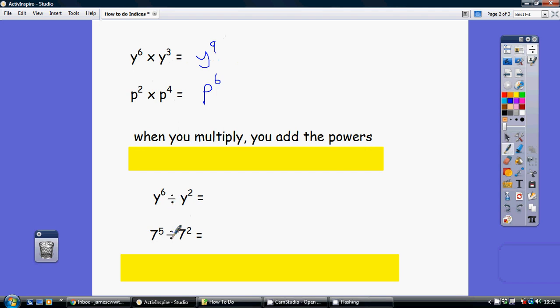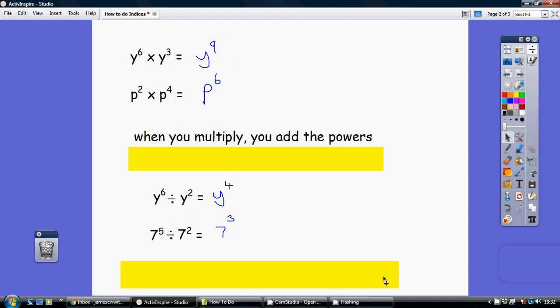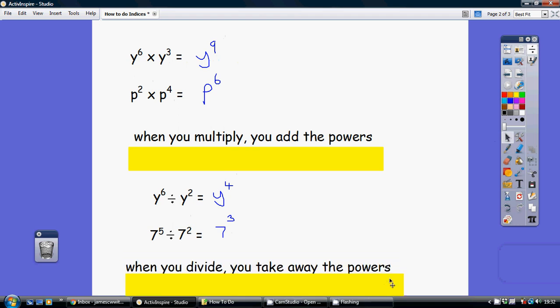Similarly, when you're dividing, provided the big number's the same, big letter's the same, you take away the powers. 6 take away 2 is 4, so that answer is Y to the power of 4. 5 take away 2 is 3, so that's 7 to the power of 3. So the rule, the law, is when you divide, you take away the powers. Some of the easiest marks you can get at GCSE.